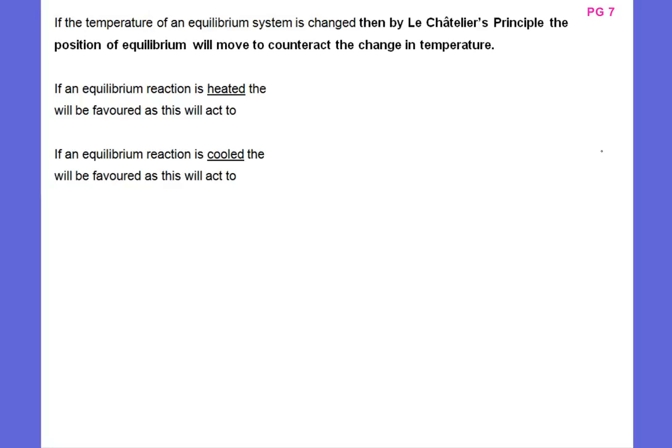And now that's been revised, we can start looking at how that applies to Le Chatelier's principle, or LCP, and equilibrium diagrams. If the temperature of an equilibrium system is changed, then by Le Chatelier's principle, the position of equilibrium will move to counteract the change in temperature. So we're just rewording LCP here to talk about temperature in specific detail.